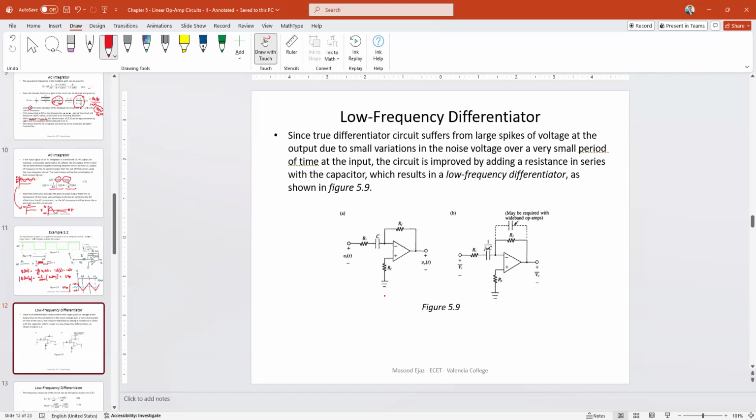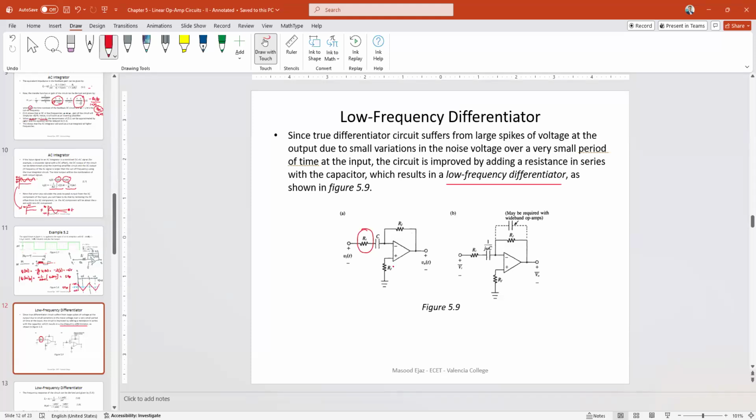So to take care of that, we create the low frequency differentiator. It's a differentiator that is going to work as a differentiator at low frequencies, and at high frequencies, it is going to work as an inverting amplifier up to a certain value, of course. And after that, the gain is just going to start going down. So this is your AC low frequency differentiator. You added a resistor in series with the input capacitor.